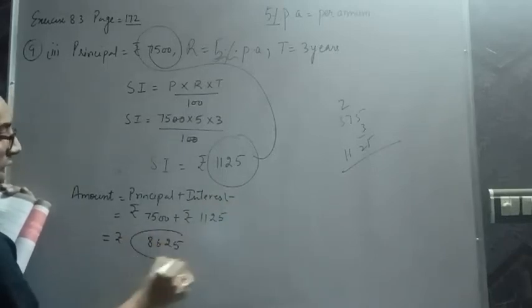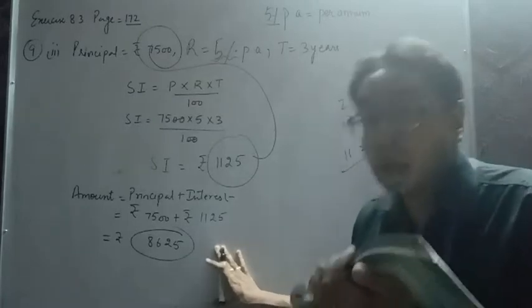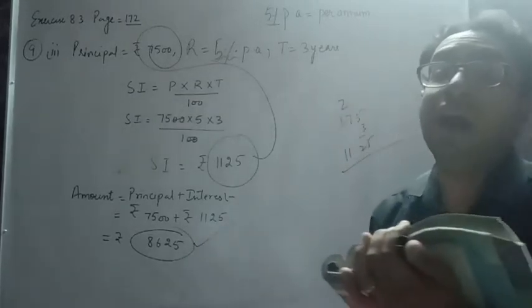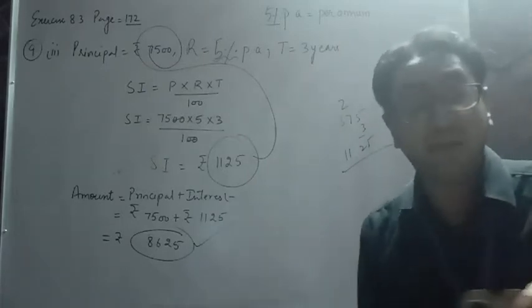8625. So 8625 is the amount that I have to pay if I borrowed the money, or if my money is in the bank, this is the amount I'll be having in my account after the interest. Both ways. Are we clear? We'll be able to do this.